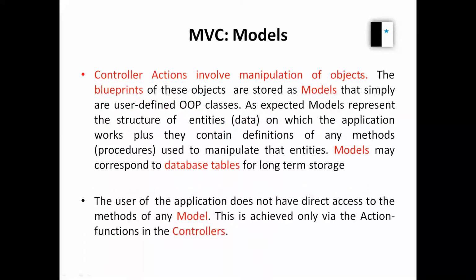M now stands for models. Controller actions involve manipulation of objects, and the blueprints of these objects are stored as models that simply are user-defined object-oriented programming classes. As expected, models represent the structure of entities, that means data, on which the application works, plus they contain definitions of any methods, that means functions, used to manipulate those entities. Models may correspond to database tables for long-term storage. The user of the application does not have direct access to the methods of any model. This is achieved only via the action functions in the controllers.